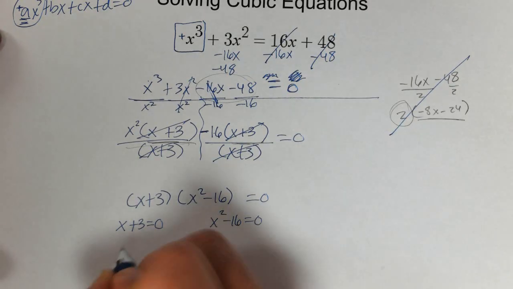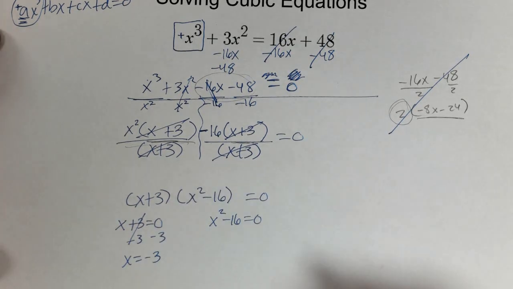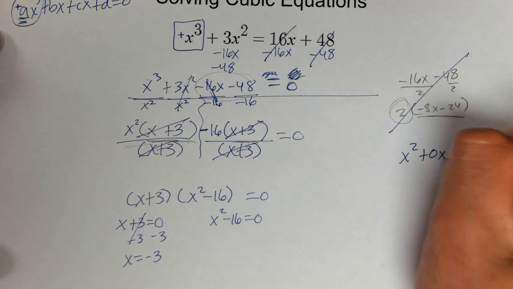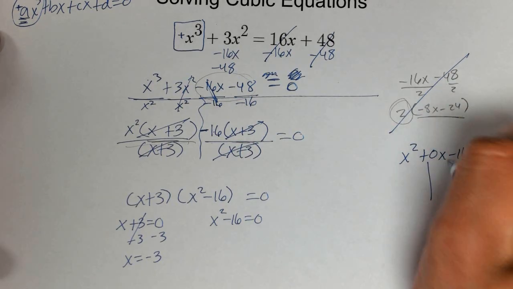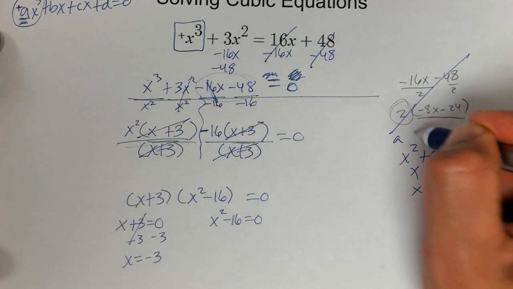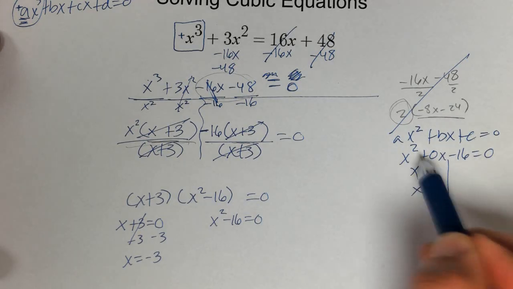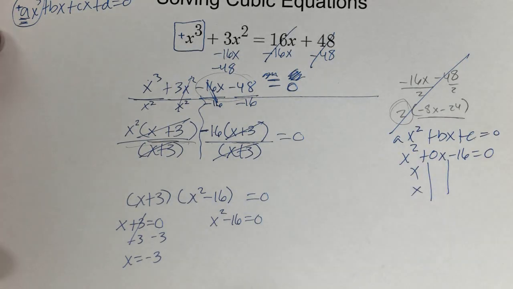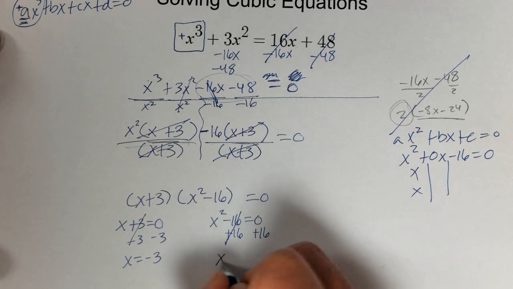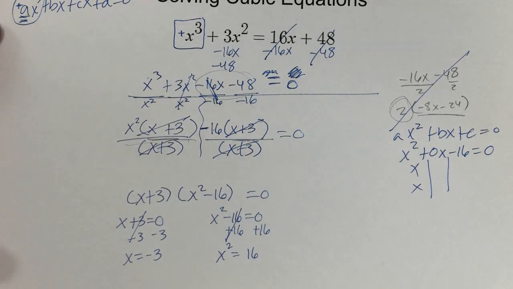So let's solve for x. Subtract 3, x equals negative 3. To isolate the quadratic, again, you can add a 0x term if you prefer the factoring method, or if you want to do quadratic formula, you just need a, b, and c. I'm going to do PEMDAS backwards, where I add 16 on both sides. And now to get rid of the square, I square root it.